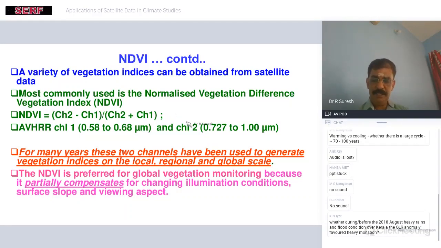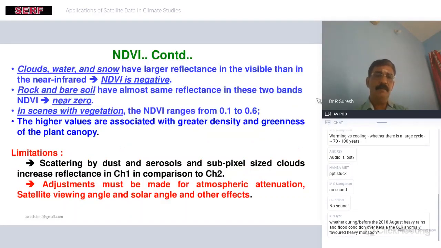The implication is that because greens reflect much more in channel 2, it always has a positive value, ranging from 0.1 to 0.6. So any positive value suggests that it is vegetation in the normal shape and growing state.